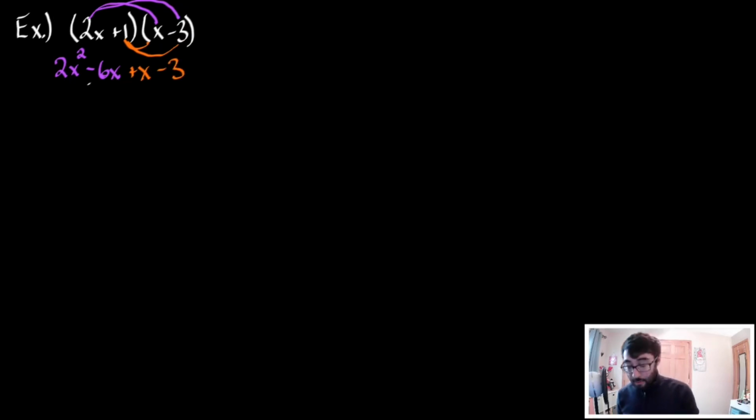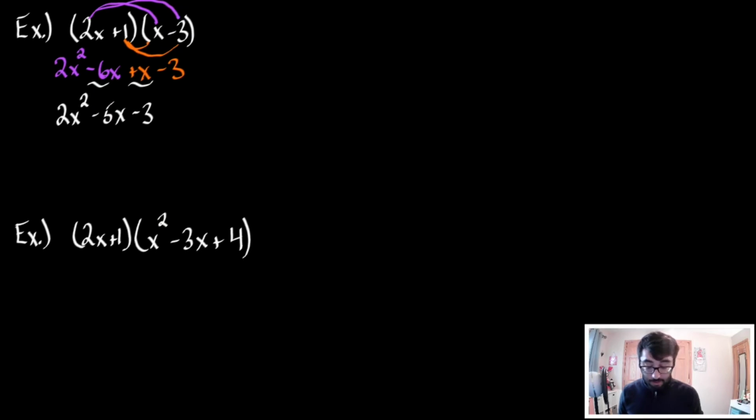And then we would have to combine like terms. In this case, it would be negative 6x and positive x to get us our final answer of 2x squared minus 5x minus 3. You've done this plenty of times. You probably refer to this as FOIL. This is multiplying polynomials. But what you might not have covered as much is multiplying something like this.